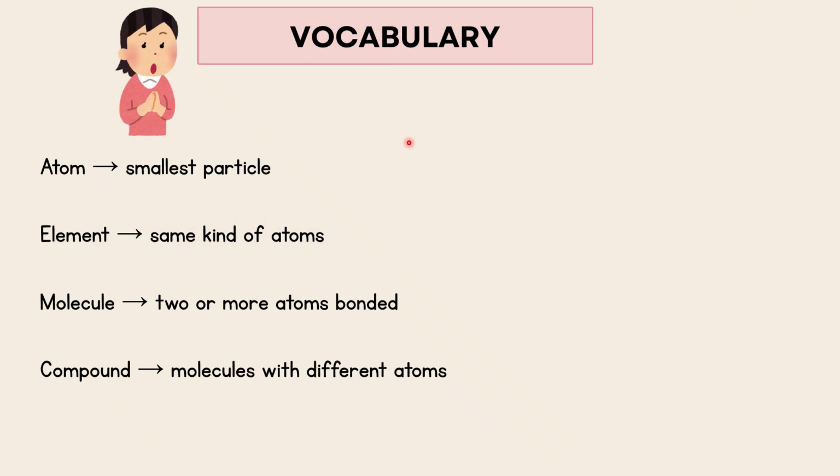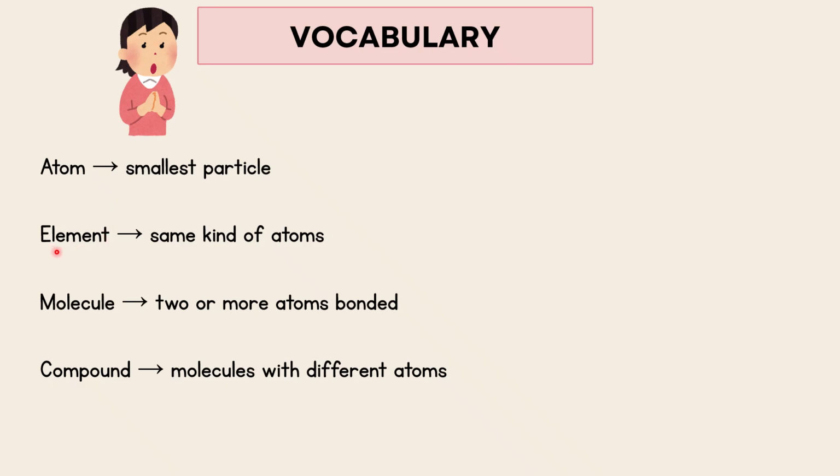Now, the most important thing that we should know is the vocabulary whenever we are learning about atoms and different substances formed out of them. So, the first term that we should know is the atom. As we discussed earlier in our previous slides, atom is nothing but the smallest possible particle that we can obtain after cutting a matter into its smallest possible unit.